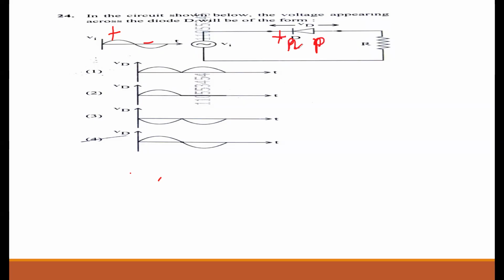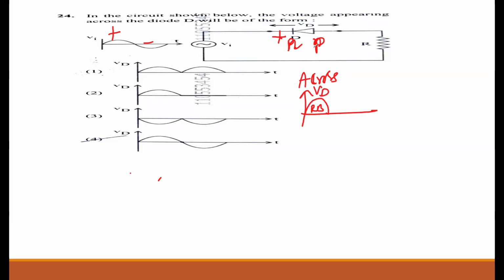So the N side is becoming positive, so it will become reverse biased. At reverse bias, the output appears across the diode and there is no output across the resistor. So across the diode, the output will be there because it is reverse biased. This is VD. So output will appear across the diode now.